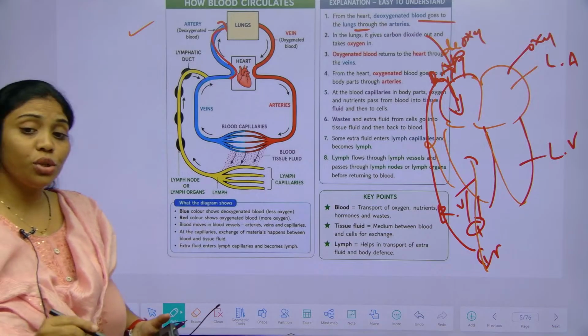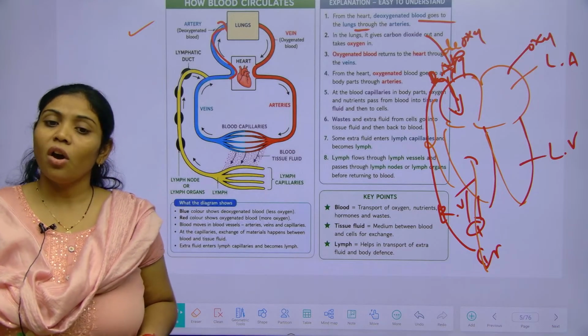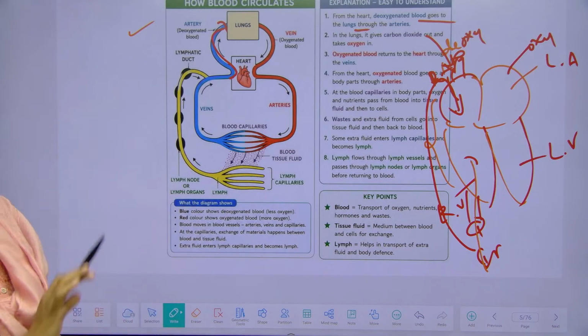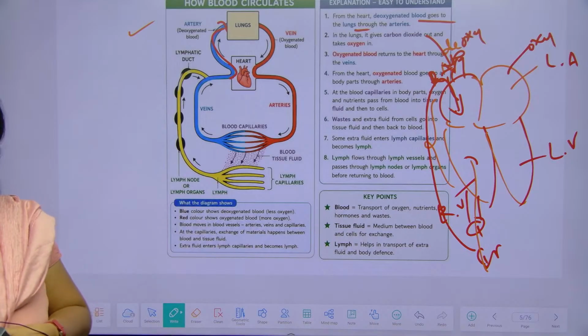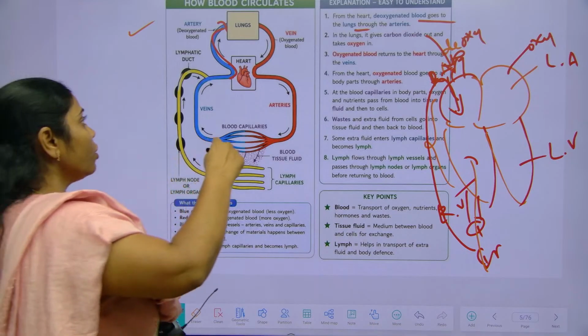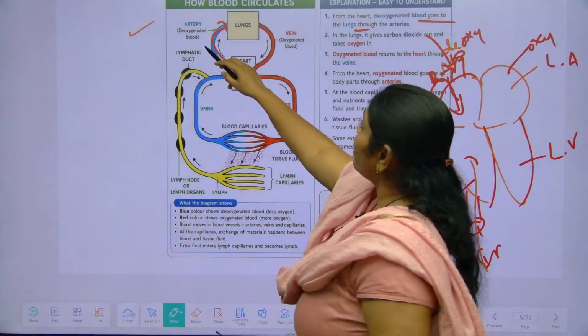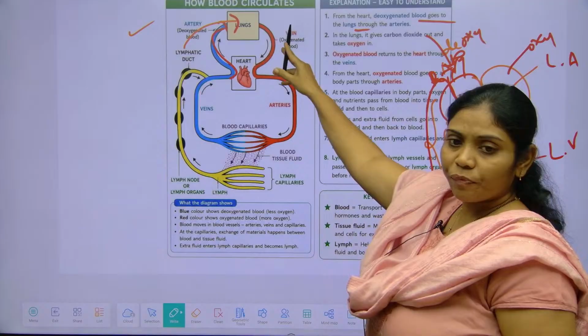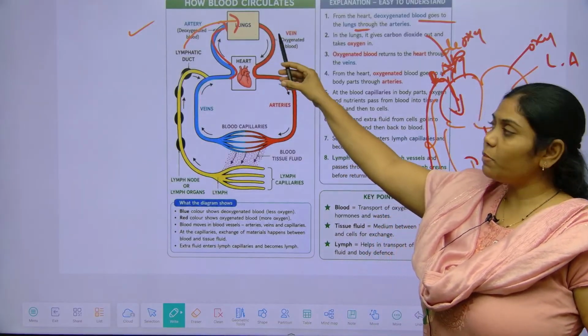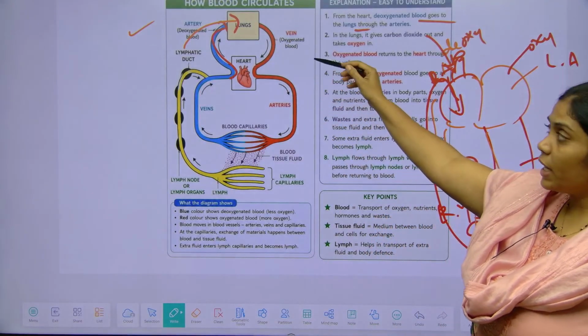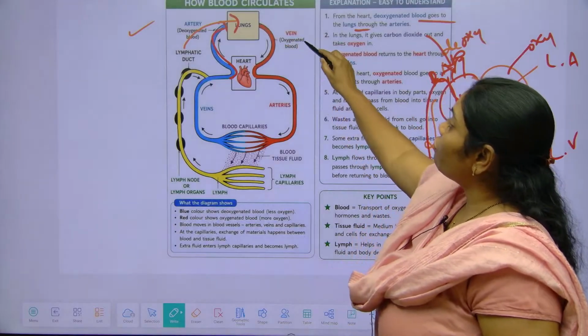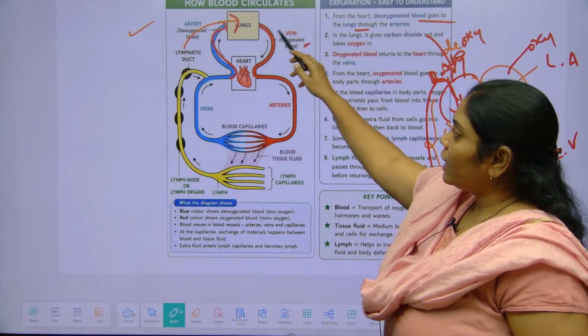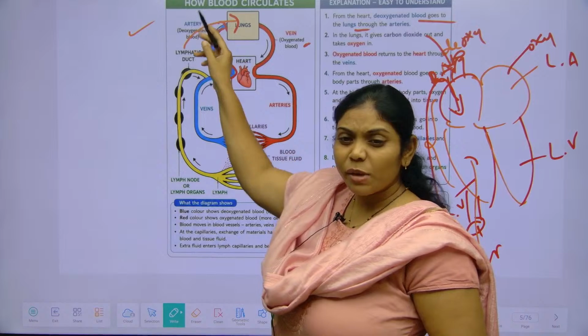Okay, 90 to 97% of the oxygen will be saturated in the alveoli. In the lungs mainly where is it? In the alveoli. Okay, deoxygenated blood goes through the artery to the lungs. In the lungs deoxygenated blood becomes oxygenated. From the veins, here they have mentioned vein, and here you are seeing artery. Artery means which artery is it?